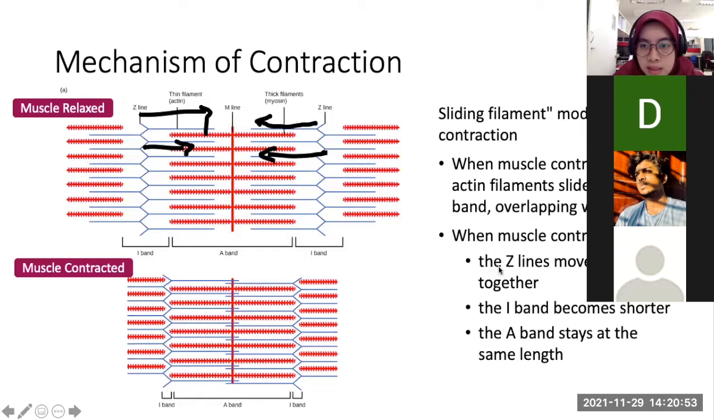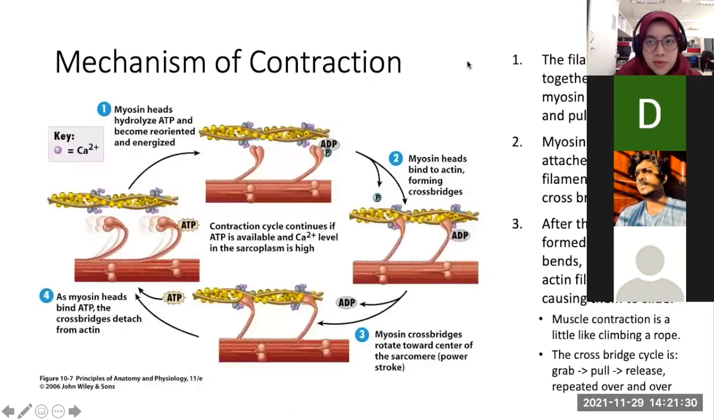What happens is that the Z lines will move closer together. If you notice, these Z lines over here will move closer to each other, and it will become shorter like that. Then the I band, what happens to the I band? It becomes shorter and the A band stays at the same length, because the myosin filament will not change in terms of its length. Only the actin will be moving. So this is the overview of it.